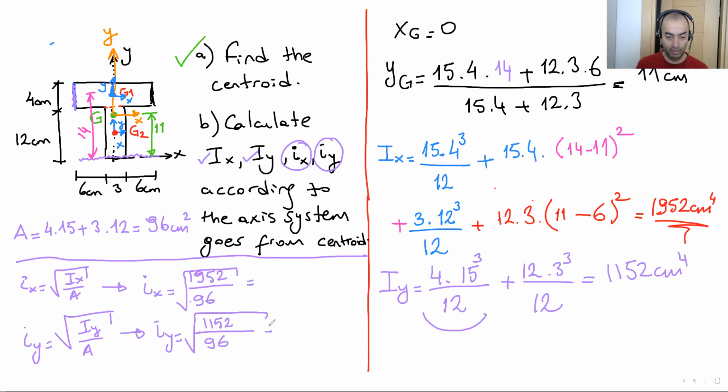The results are, let me check, in centimeters. Okay, here we have the rectangle T-section, moment of inertia and radius of gyration calculation. Check any other examples. What do I have here?